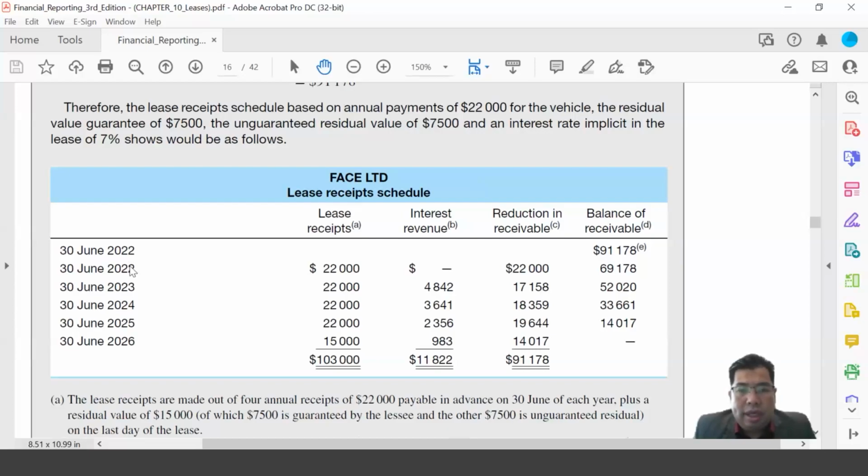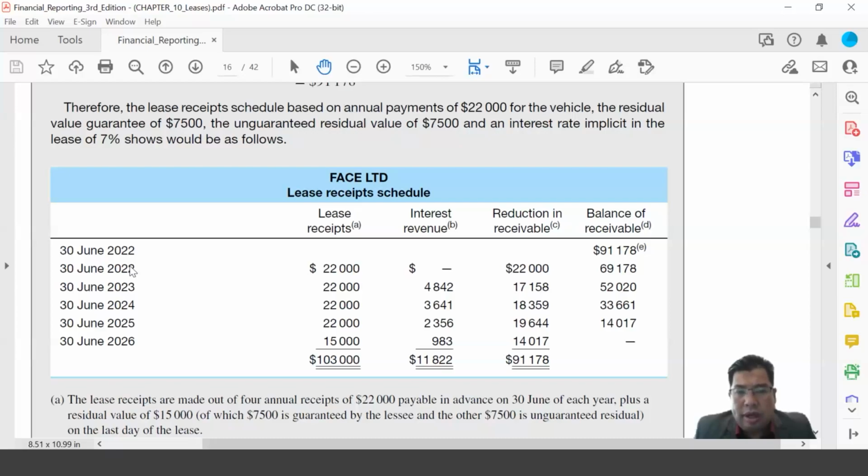91,000 on 30th June, you receive payment of 22,000. No interest yet, because this is once you sign the contract with the lessee. So all the 22,000 will be deducted from your receivable account. So now on 30th June 2022, the expected receivable amount is 69,176. Later on, you receive another 22,000. I hope you still remember, this one is 23,900 minus 1,900 executory cost.